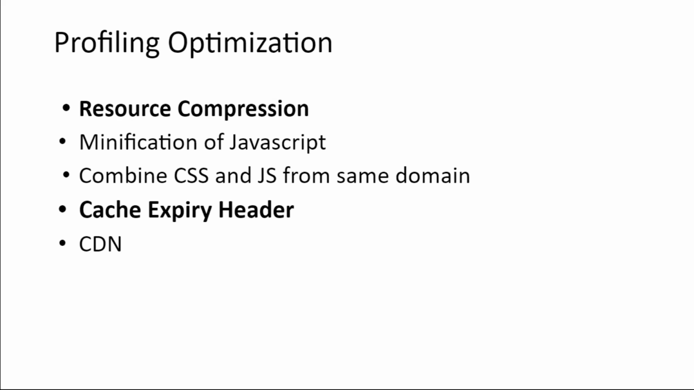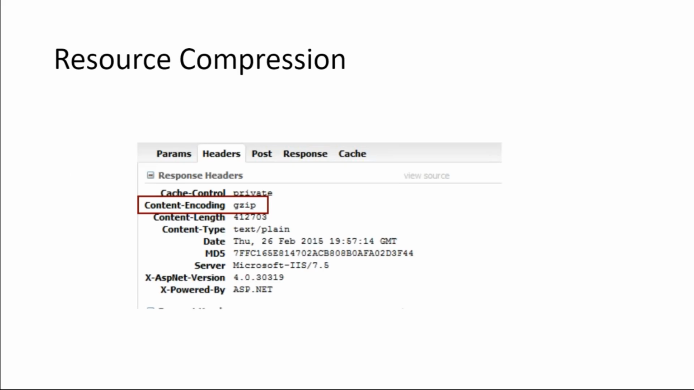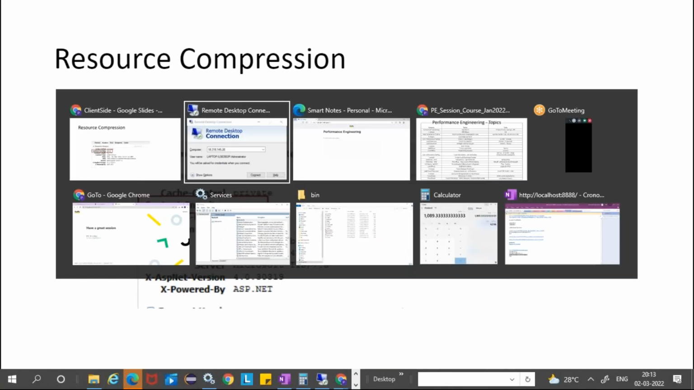Okay, so as a performance engineer, your objective, your responsibility is to optimize the web page, to reduce the page size, to reduce the number of requests. So what are all the ways you can do it? These are the few things. So first is the resource compression. Okay, so resource compression is, let me go to the developer tool.